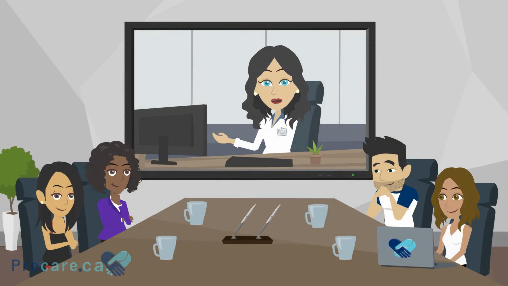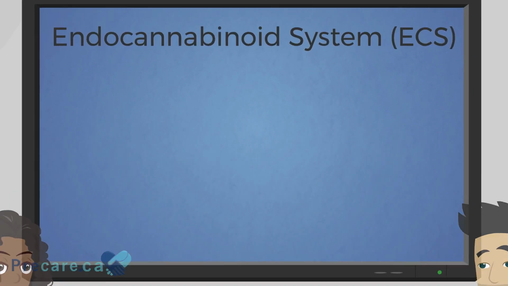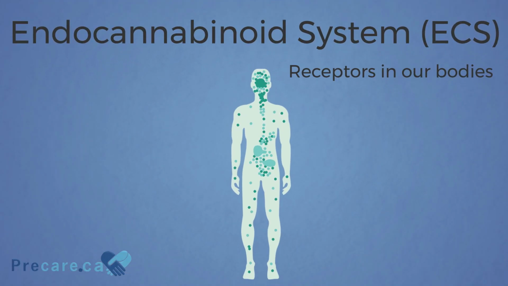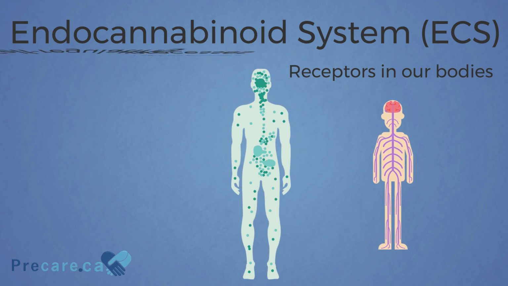So how does cannabis work? The cannabinoids found in cannabis connect to naturally occurring receptors on cells in our body called the endocannabinoid system. These cells are primarily located in our brain and nervous system, but also other various organs as well.